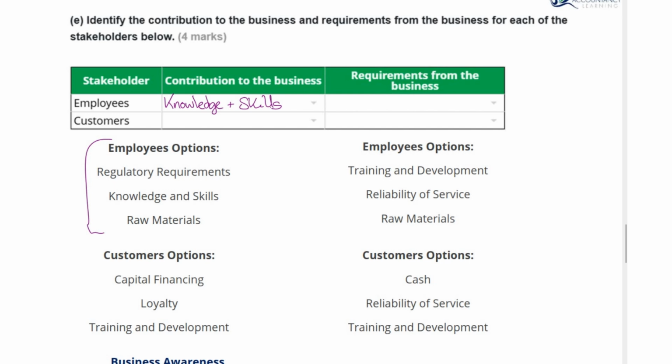But what do employees want from the business? So this time we're going to be looking at this box here. So these are going to be in your drop downs where you can click on the little arrow. So what is it that employees are likely to need from a business? Well, they're going to be wanting training and development. So they want a job where they can build on their knowledge and their skill set.